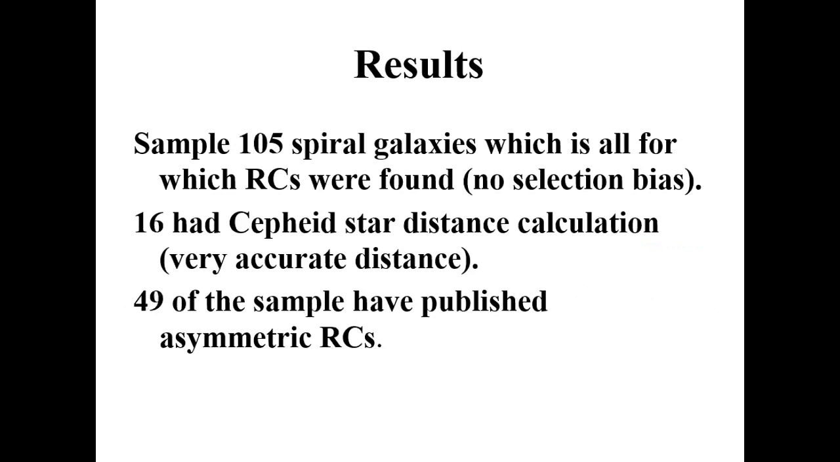My sample, when I did the work, was 105 spiral galaxies, which is all for which RCs were found. There was no selection bias here. If it had an RC published, I went with it. 16 of these galaxies had Cepheid-star distance calculations, which we consider very, very accurate. 49 of the sample have published asymmetric RCs. Many others probably had it, but I couldn't find the data.